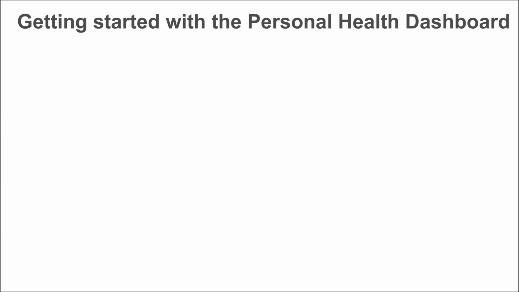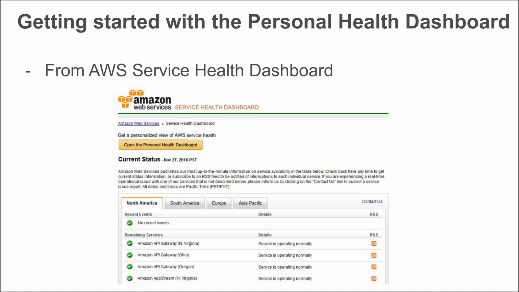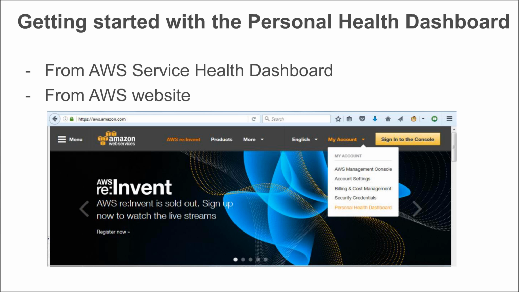There are a few ways that you can reach the Personal Health Dashboard console. First, when you visit the AWS Service Health Dashboard or the AWS status page, you will see a link to open the Personal Health Dashboard, the yellow button on top there. Second, you will find links in the AWS website. In the My Account section drop-down, you will see Personal Health Dashboard. You will also find links to the service in the top left-hand menu, along with the other AWS services.